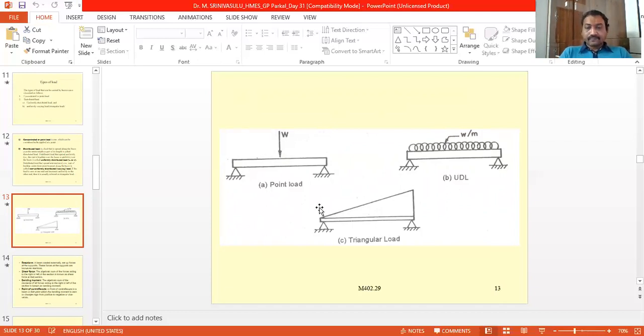So this load is also one kind of distributed load, but here the load is varying from one end to the other end of the beam. So this is called the uniformly varying load, and here this is called the triangular load.